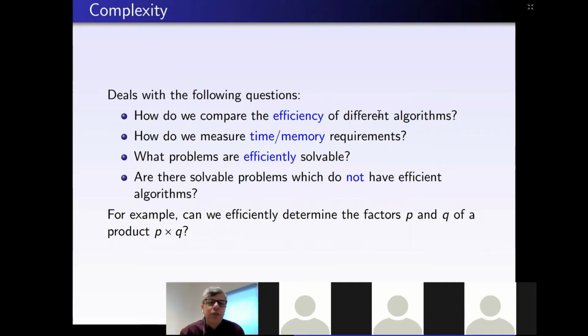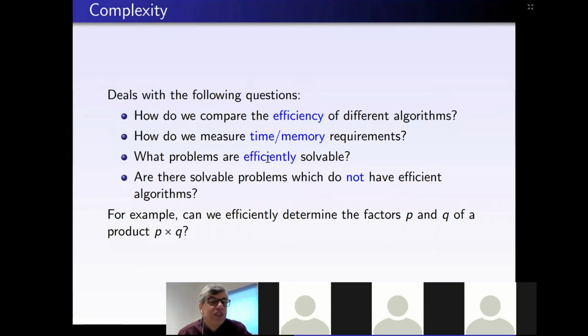It's not a good idea to say "better", because we need to compare things based on specific KPIs. How do we compare the efficiency of different algorithms? How do we measure time and memory requirements? That's a matter of complexity.